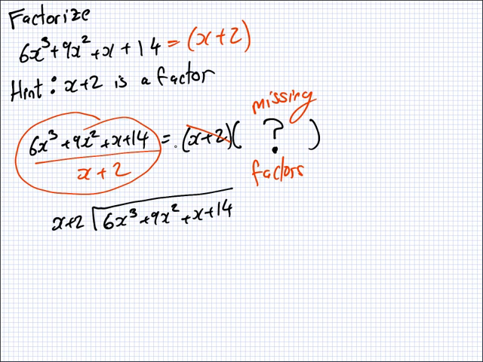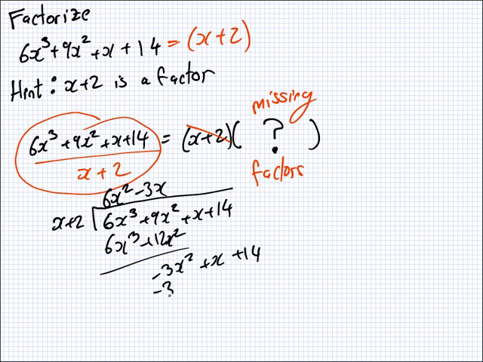Got it? Yeah? So let's see, what's the first one here? It's 6x squared, isn't it? So that's 6x cubed plus 12x squared. That's minus 3x squared plus x plus 14. Next is minus 3x, so that's minus 3x squared minus 6x. Is that right? So you're finished with 7x plus 14. So the last one is 7 and then remainder 0.